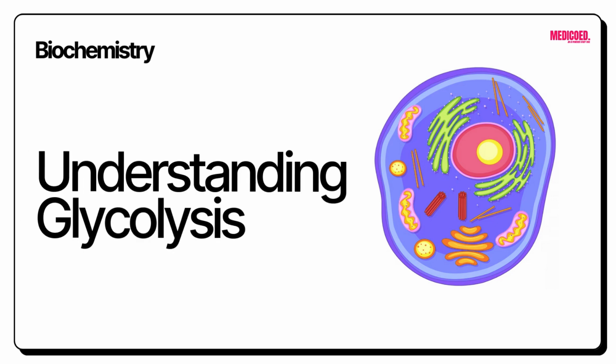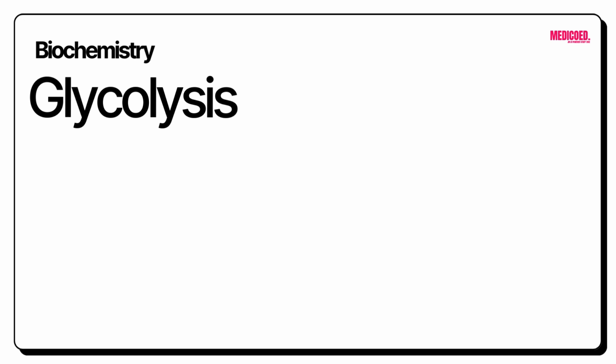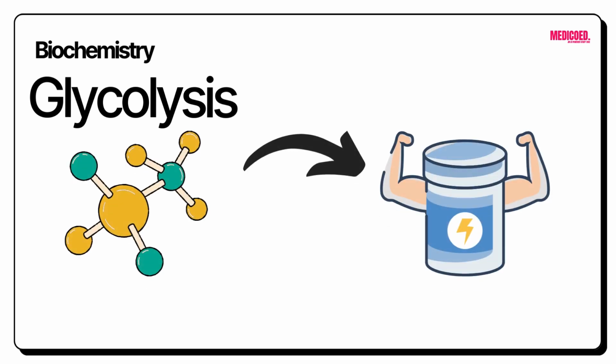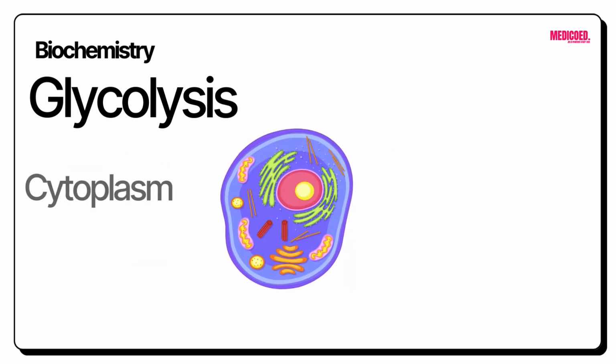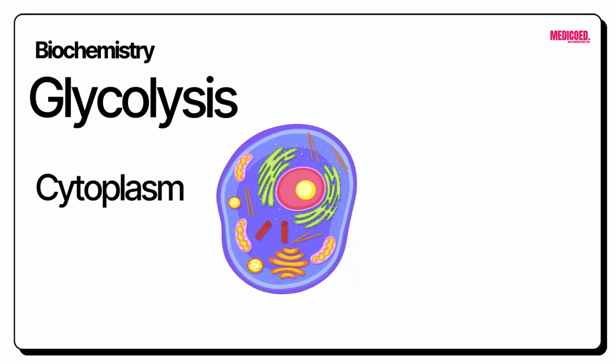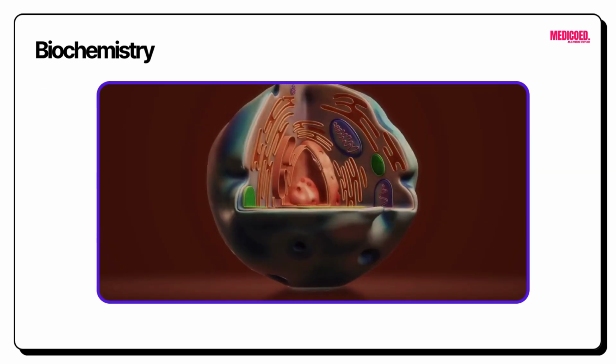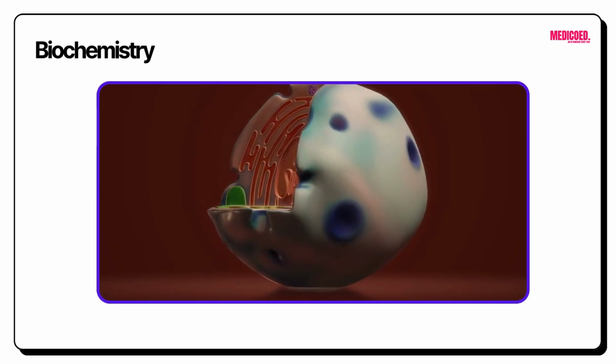Understanding glycolysis. The energy pathway. Glycolysis is the metabolic pathway that breaks down glucose into energy. This process occurs in the cytoplasm of the cell and consists of 10 enzyme-driven steps. Let's explore them one by one.